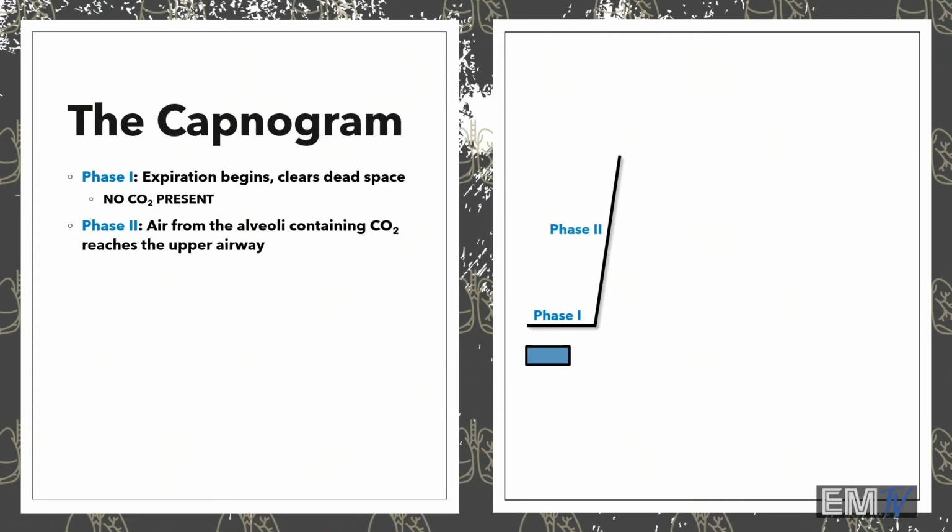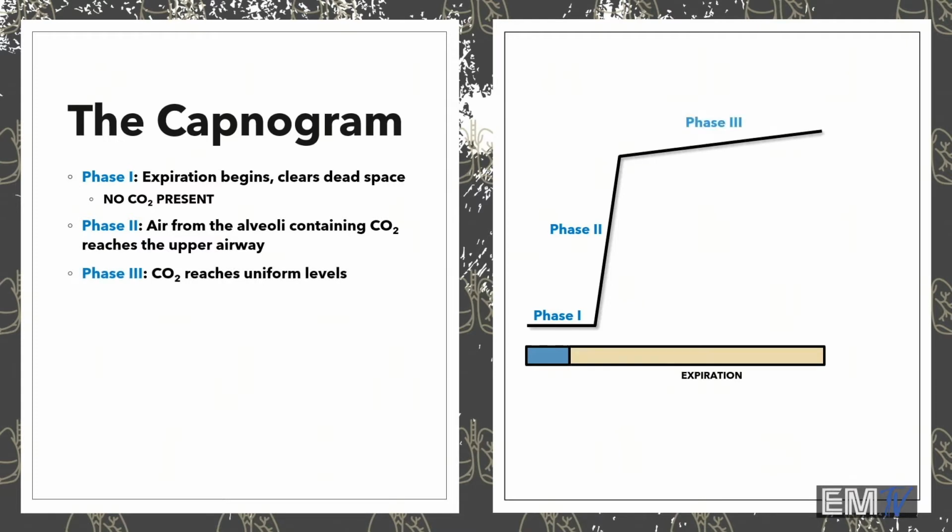During phase 2, we start to get air from the alveoli that's full of carbon dioxide, well, relatively full of carbon dioxide, and this begins to reach the upper airway and it begins to become detectable on our end tidal CO2 monitor. During phase 3, the exhaled CO2 is beginning to reach more uniform levels, and this is why our waveform is beginning to square off.